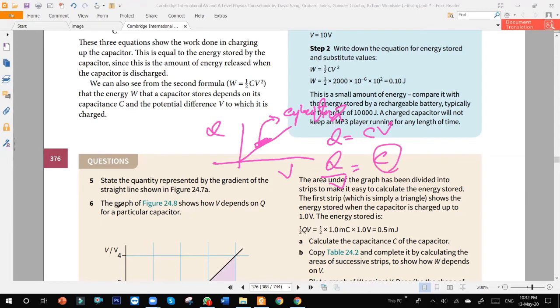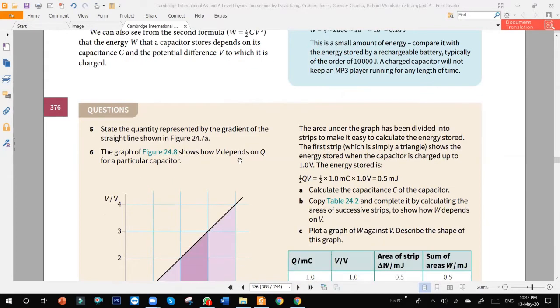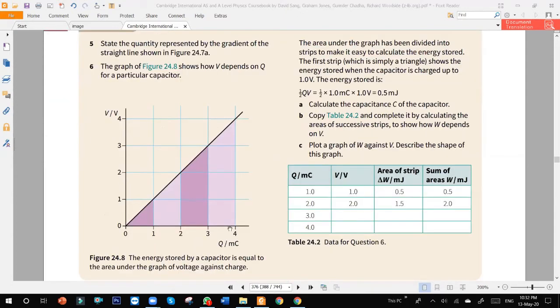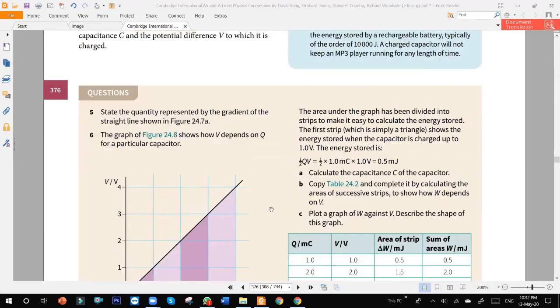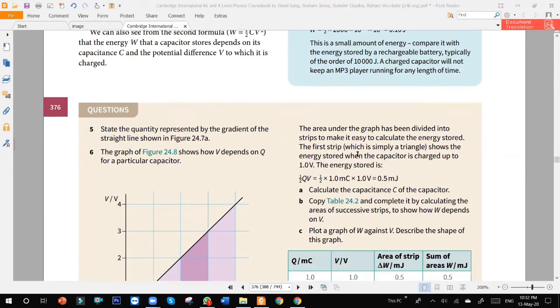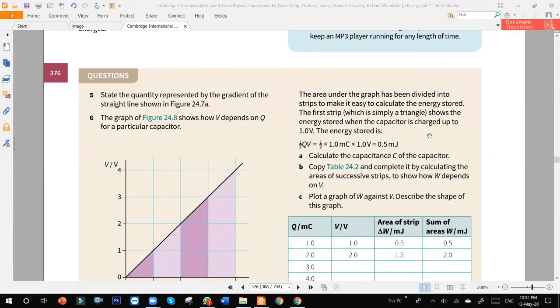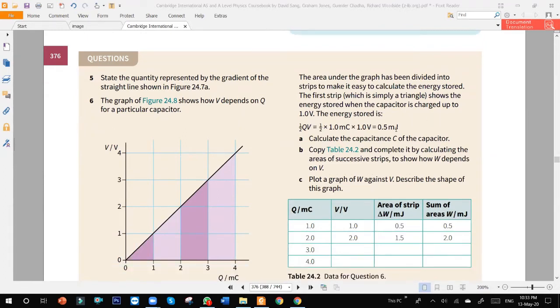The graph of figure 24 point shows how V depends on Q for a particular capacitance. Okay, the graph is given to us. The energy stored by the capacitor is equal to the area under the curve. The area under the curve has been divided into strips. The first strip, which is a triangle, shows the energy up to 1 volt. Calculate the capacitance of the capacitor.